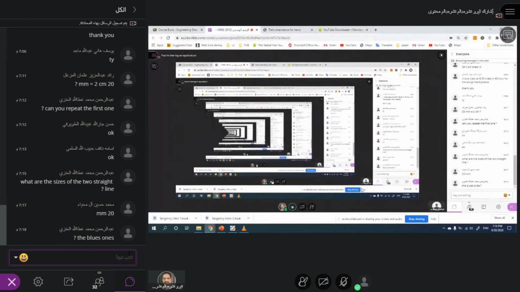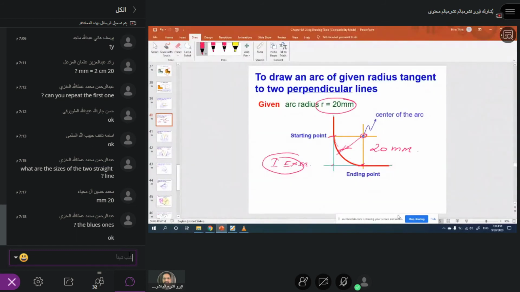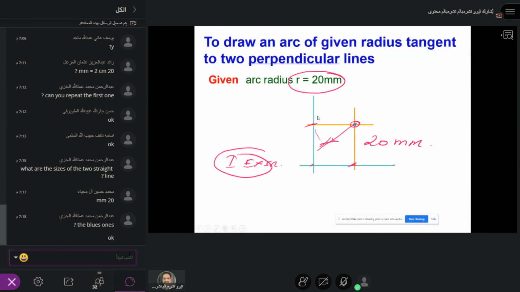So many questions. What are the sizes of the two straight lines? Why do you bother about the two straight lines? Just draw two straight lines and mark it 20. That's it. The blue lines can be of any length. We don't care. But the radius is 20 mm, so just make the radius and then join it simply, extend it. That's it.